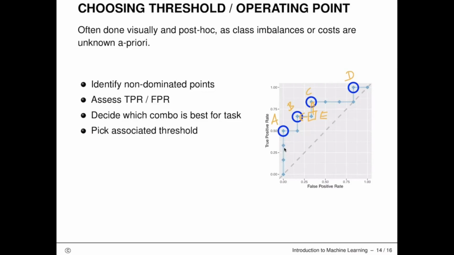And now we assess the TPR and FPR and decide which combo is best for the task. So there's no unique correct answer to this. So we have to look into our use case at hand and decide if it's better to have a false positive rate of 0.8 and a TPR of 1, or if it is perhaps better to have a FPR of 0.2 and TPR of 0.7, more or less.